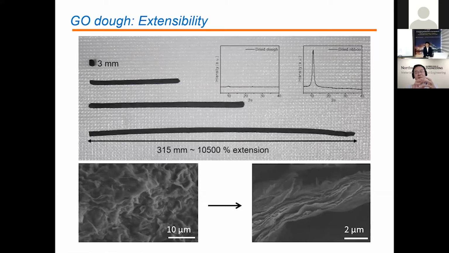Okay, so this was really the turning point for us, because with this we realized that now we have a material system, a bulk material system, where you have chemically identical building blocks, but the only difference here is really the way they stack, the way they assemble.